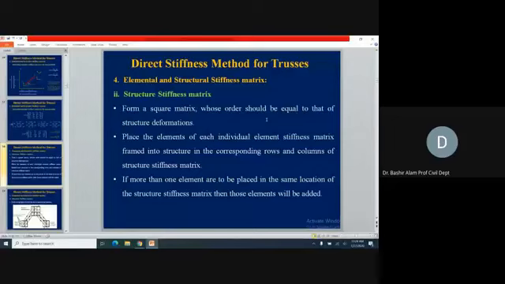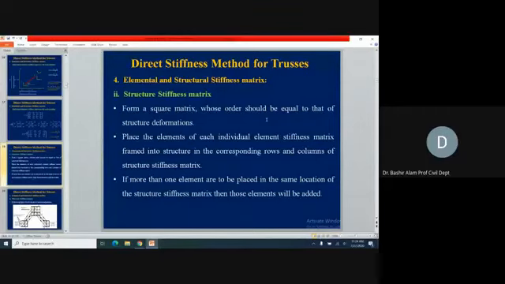For instance, we take a 3-node structure. 3 nodes, irrespective of the support conditions, we multiply by 2. So 3 multiplied by 2 is 6. So a 6 by 6 structural coefficient matrix we are making.